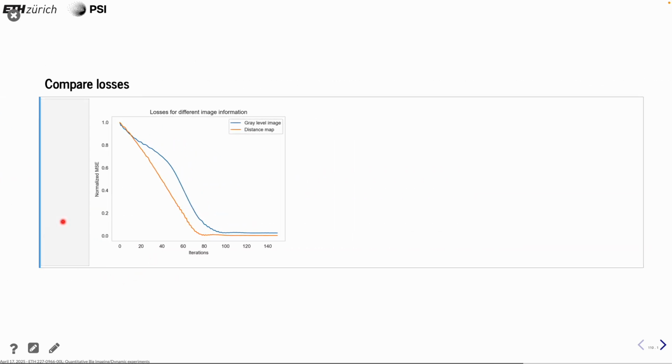And if we look at the losses now in comparison, we have the gray level image with mean squared error, and we have the distance map. And you can see that the distance map actually converges much faster and gives us the result quicker. So the take-home message is, if your registration doesn't work, try to modify the images so that it helps, is one thing. You can change the optimizer, possibly also change what parameters you are doing the registration for.